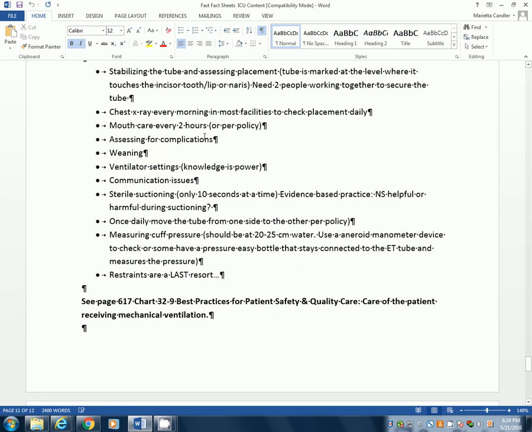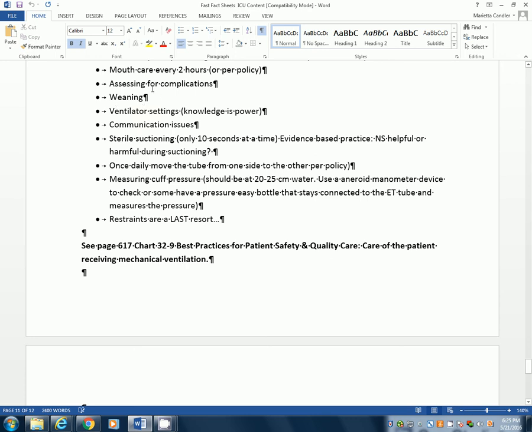Mouth care every 2 hours or per policy. Assessing for complications is part of making sure when that's in there that it doesn't slip down into the right main stem bronchus, or that they're not developing complications from the tube being in, like necrosis on the side of the mouth. You want to make sure you're moving that tube, ET tube, from side to side per policy.